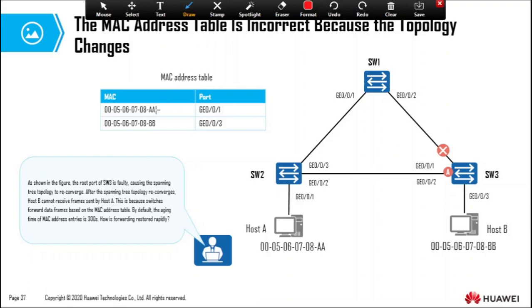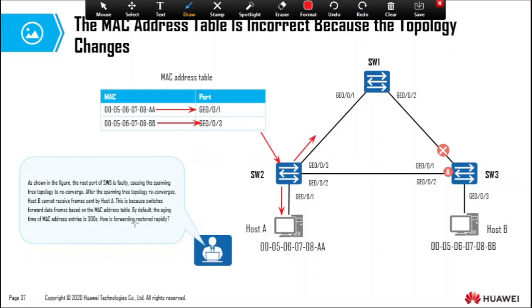So this one has this. If I want to, this one, S2, if I want to send out a packet to host A, I send it out through this interface, which is correct. If I want to send a frame to host B, I send it out through G003, this one.